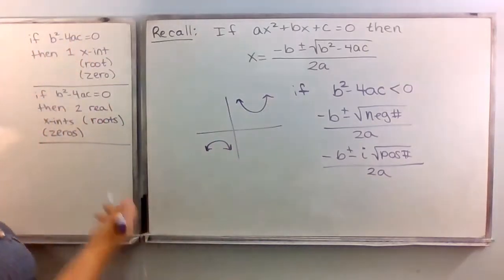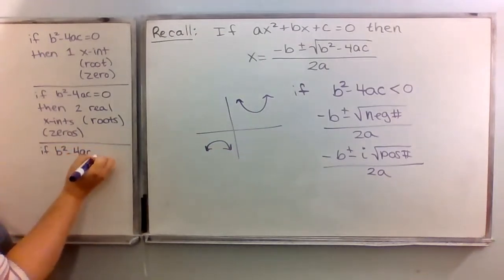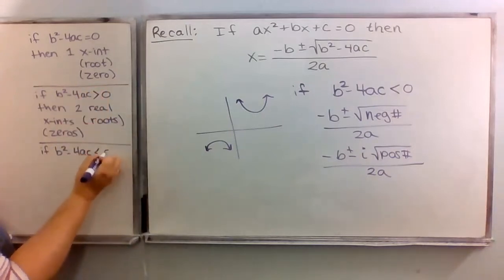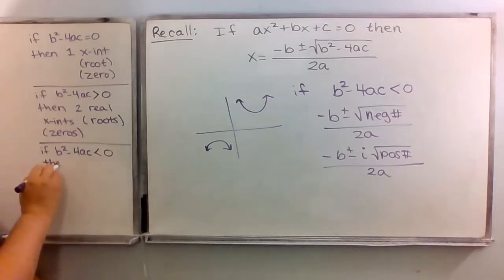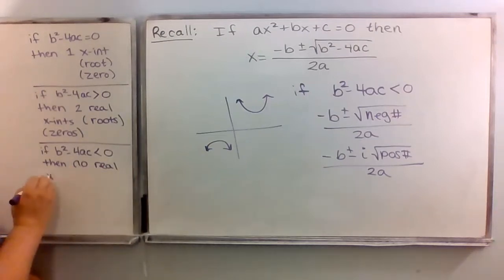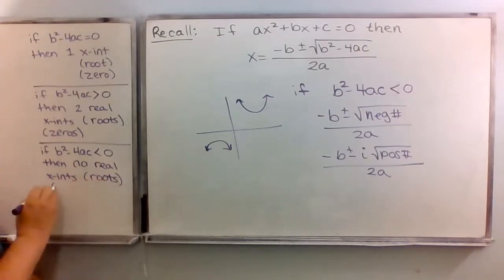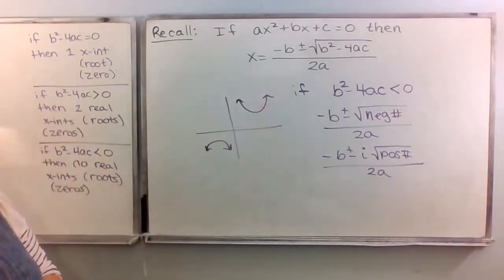So to summarize this, if b squared minus 4ac, oh, this should have been greater than. I'm making little typos on the whiteboard. If b squared minus 4ac is less than 0, then we have no real x-intercepts or roots or zeros. And we'll be hovering either below the axis or above the axis.